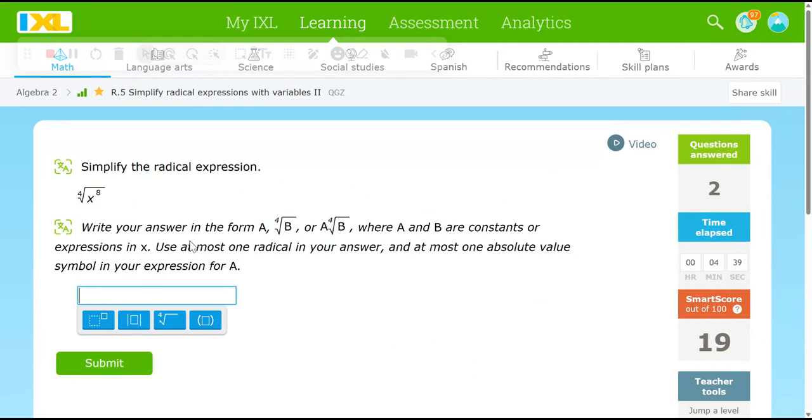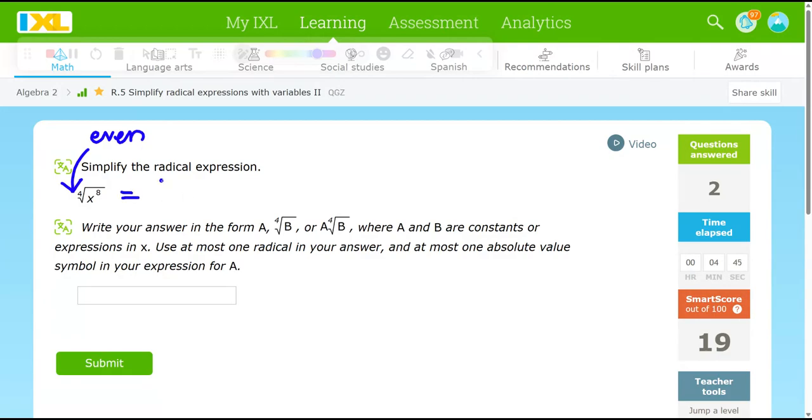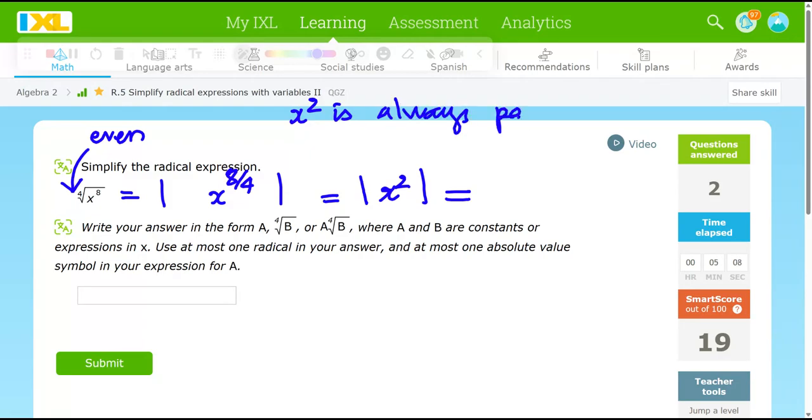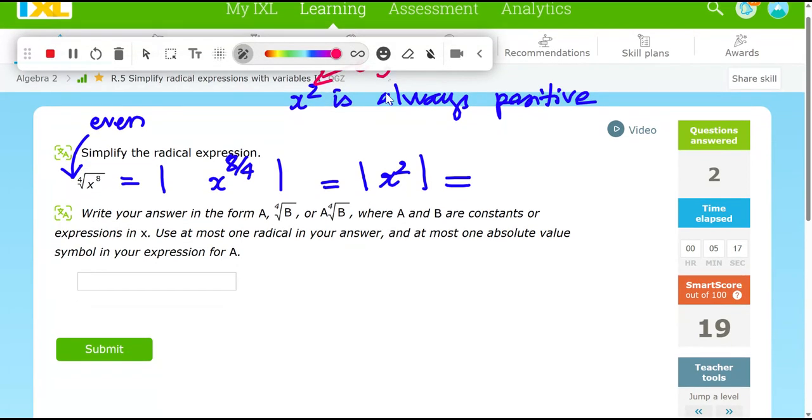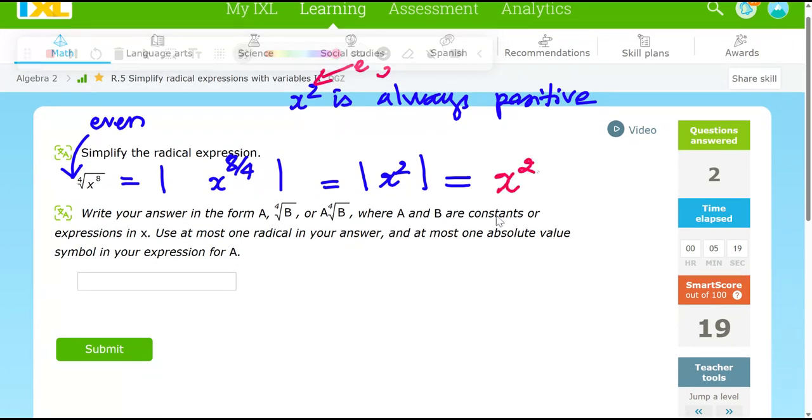This is even root, so the answer, make sure you put absolute value sign. Okay, so I put absolute value sign in the front. This is x to the 8, I divide by 4. Okay? I divide by 4 because this is 4th root. I come out with absolute value of x squared. But remember, x squared is always positive, is that right? x squared is always positive. How do you know it's always positive? Because the power is even. The power 2 is even. Okay? So that's why the answer is only x squared.